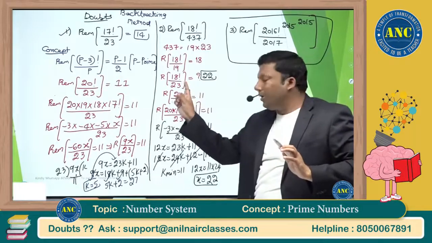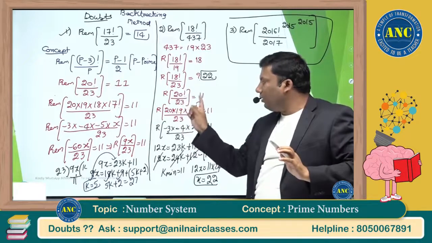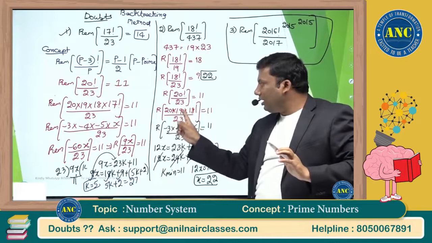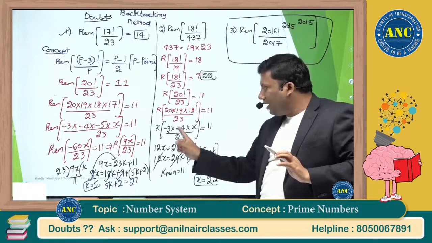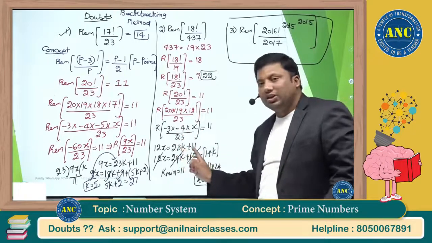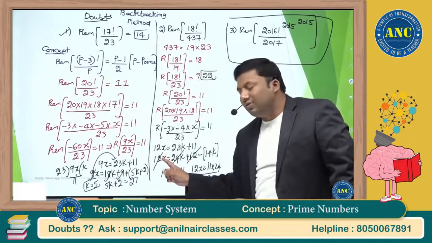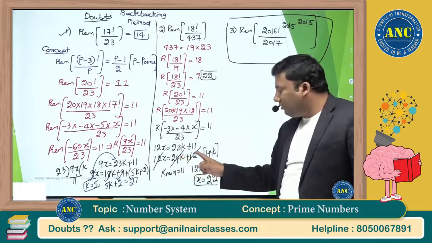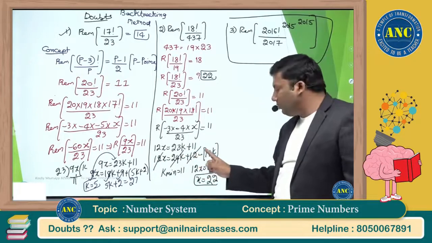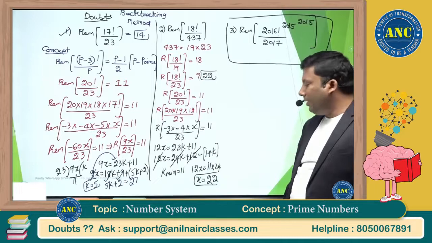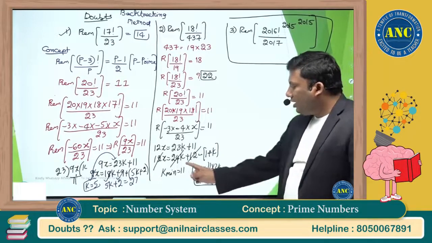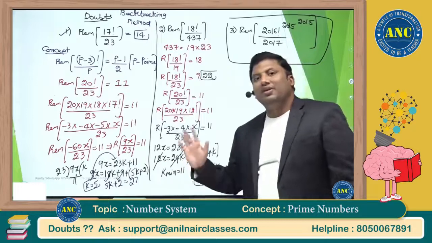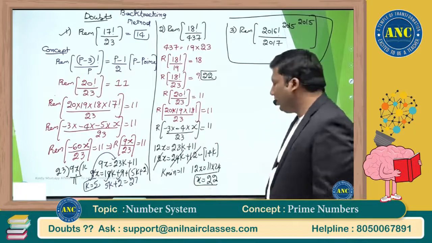18 factorial by 23. 20 factorial by 23 is 11. 20, 19, 18 factorial, minus 3, minus 4, x. 12x is equivalent to 23k plus 11. 12x is divisible by 12, 24 is divisible by 12, these are also divisible by 12. 1 plus k should be divisible by 12. K minimum is 11. 23 into 11 plus 11, 11 common, 23 plus 1 is 24.